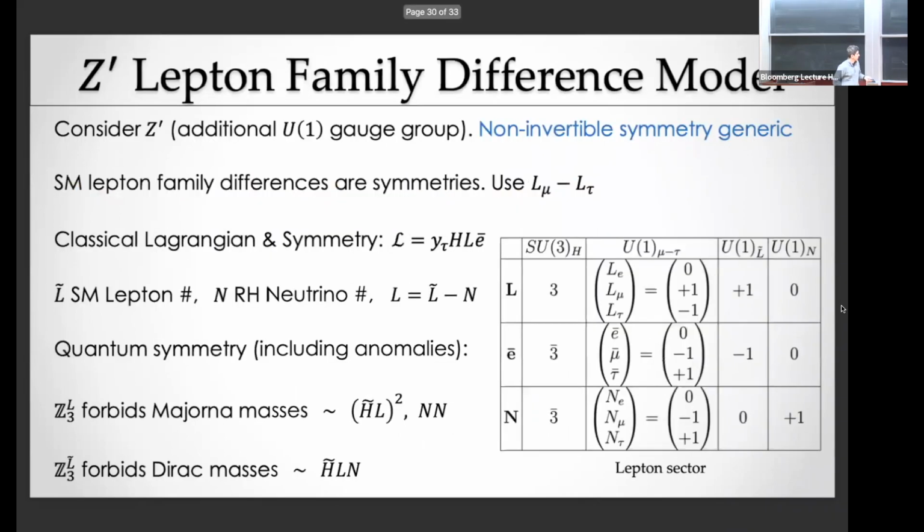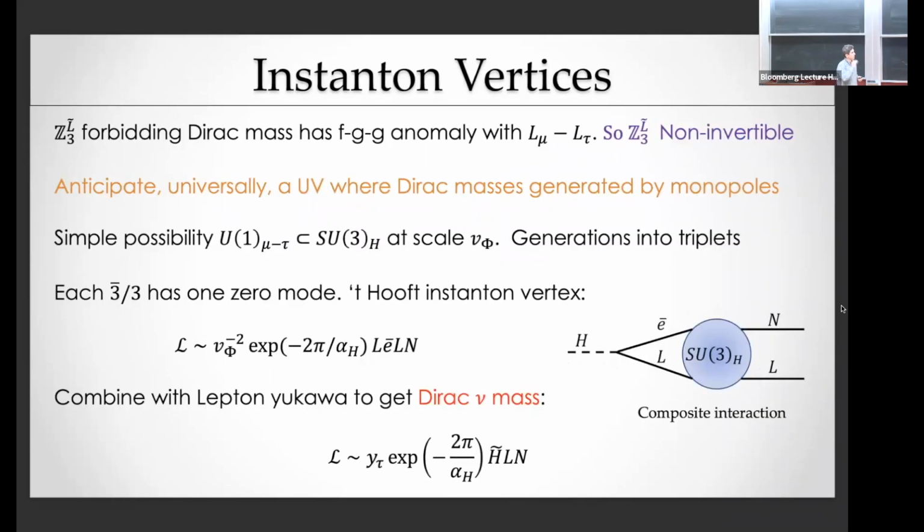Now, this Z3 L tilde, remember L tilde was the standard model lepton number, which forbids Dirac masses, has an F-G-G anomaly with my new Z prime, with L mu minus L tau. So this Z3 L tilde is now a non-invertible chiral symmetry. Not a whole U(1) of it, but a little small non-invertible chiral symmetry. That allows us to anticipate, universally and in a model-independent way in the ultraviolet, that as long as you have dynamical magnetic charges, you will generate Dirac neutrino masses that are exponentially small. That's something that we get directly from this symmetry.